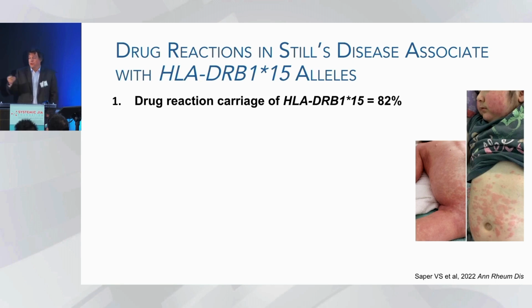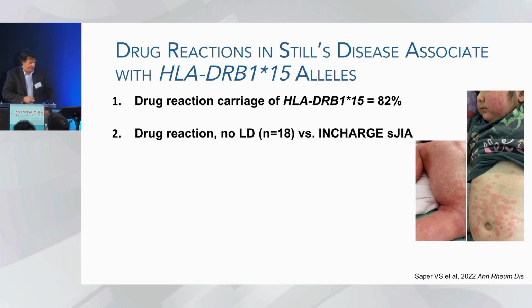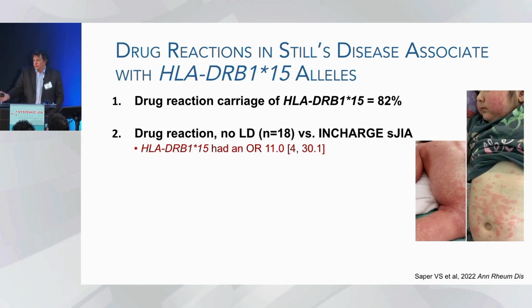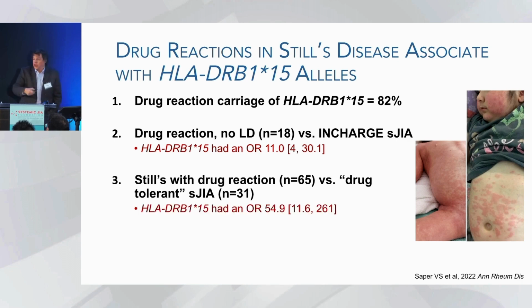So first, of the people who had the drug reactions without lung disease, 82% of them had HLA-DRB115 alleles. This is about the same as what we saw in the lung disease patients. When we looked at the people with no lung disease but who had had a reaction to the drugs and compared the frequency to controls, we saw a pretty similar odds ratio to when we used lung disease as the phenotype. It was 11. And then when we used the group of people exposed but without reaction or lung disease, the odds ratio was again similar to what we saw with the drug tolerant controls. It was about 55.